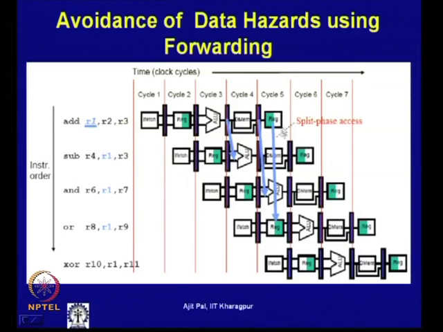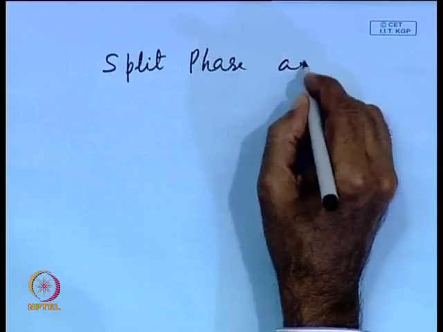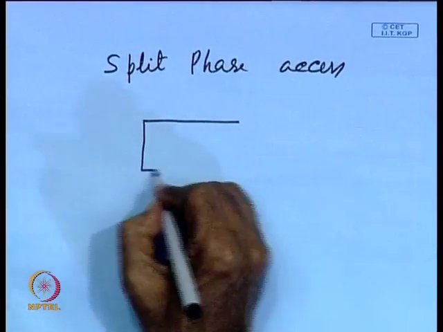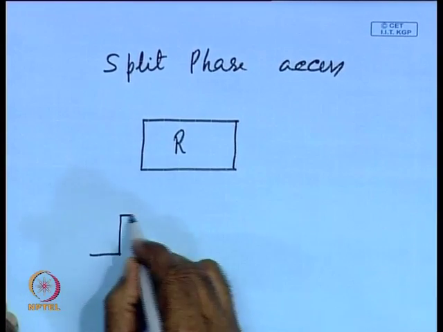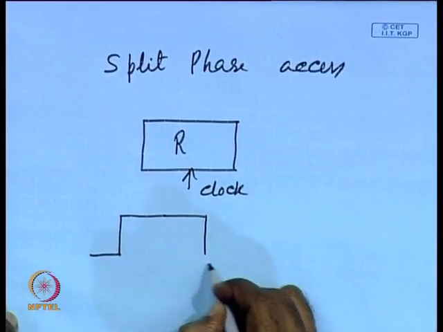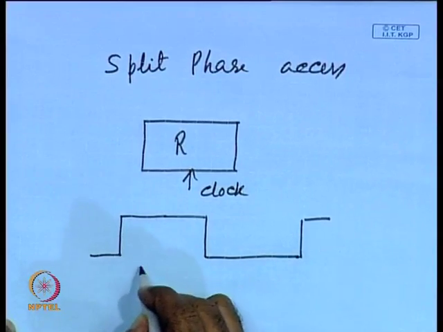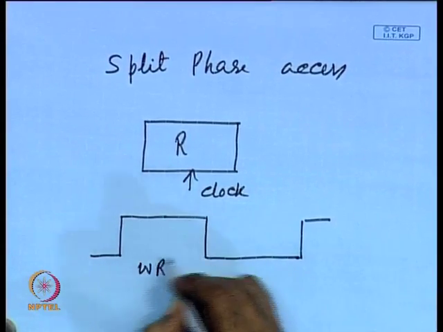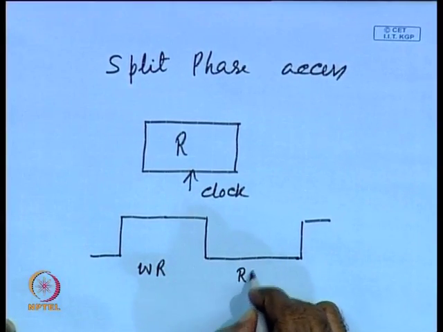And similarly, of course, for the other instruction that operand is being read from the register itself, and of course, this is possible because we are using what is known as split phase access. So, you have a register, and that register is controlled by a clock. The clock is applied to control the operation of the register. Now, writing into the register is performed in the first part of the cycle, and then a read operation is done in the second phase.